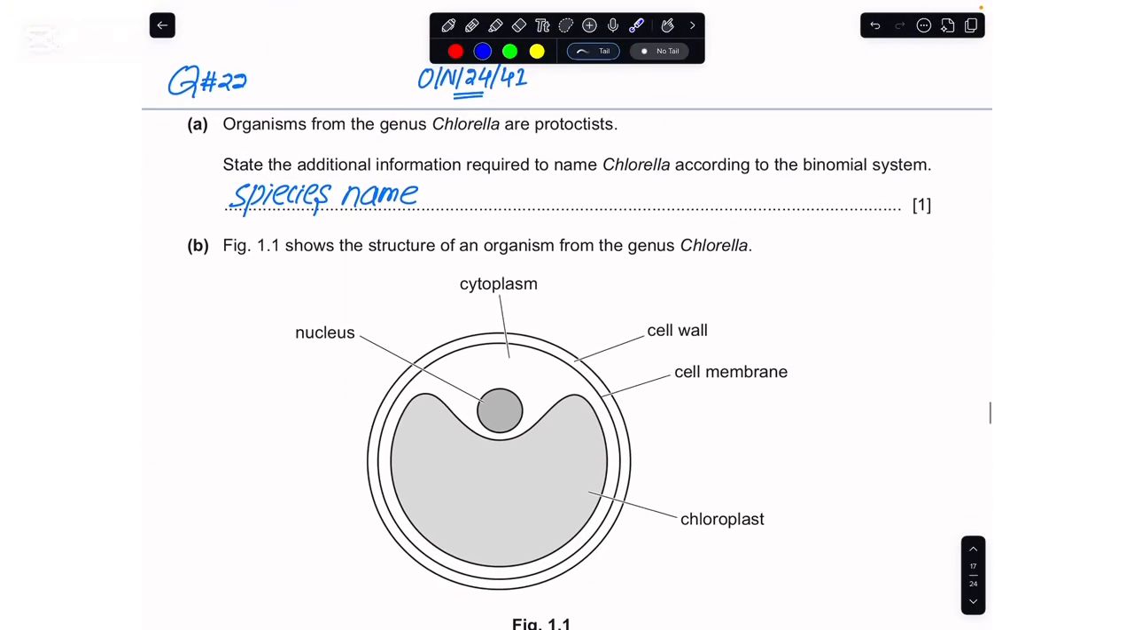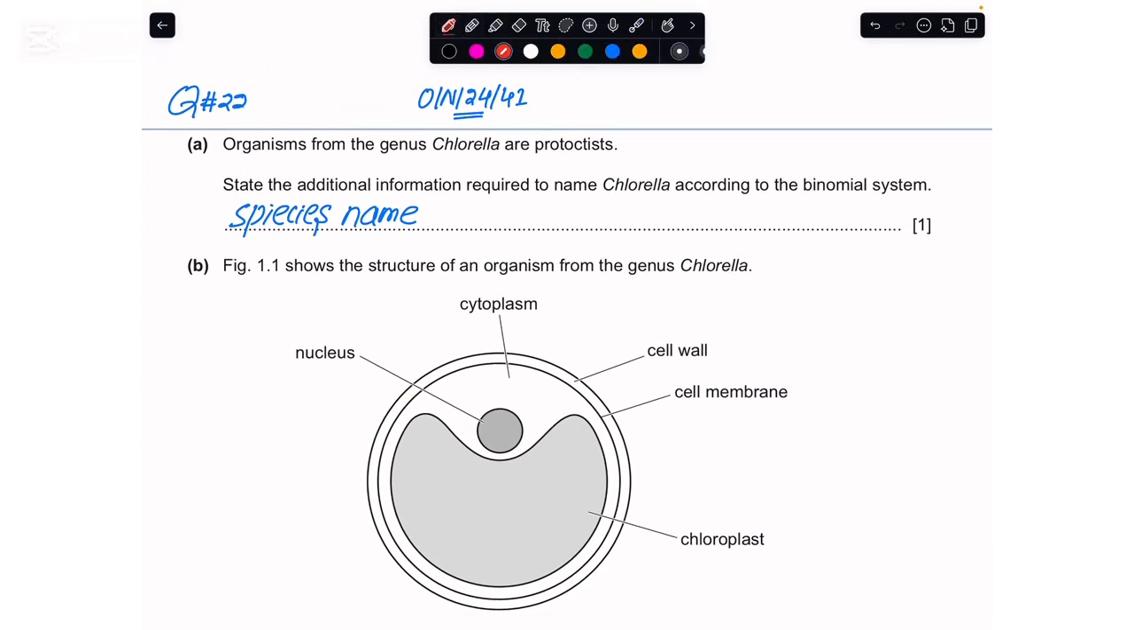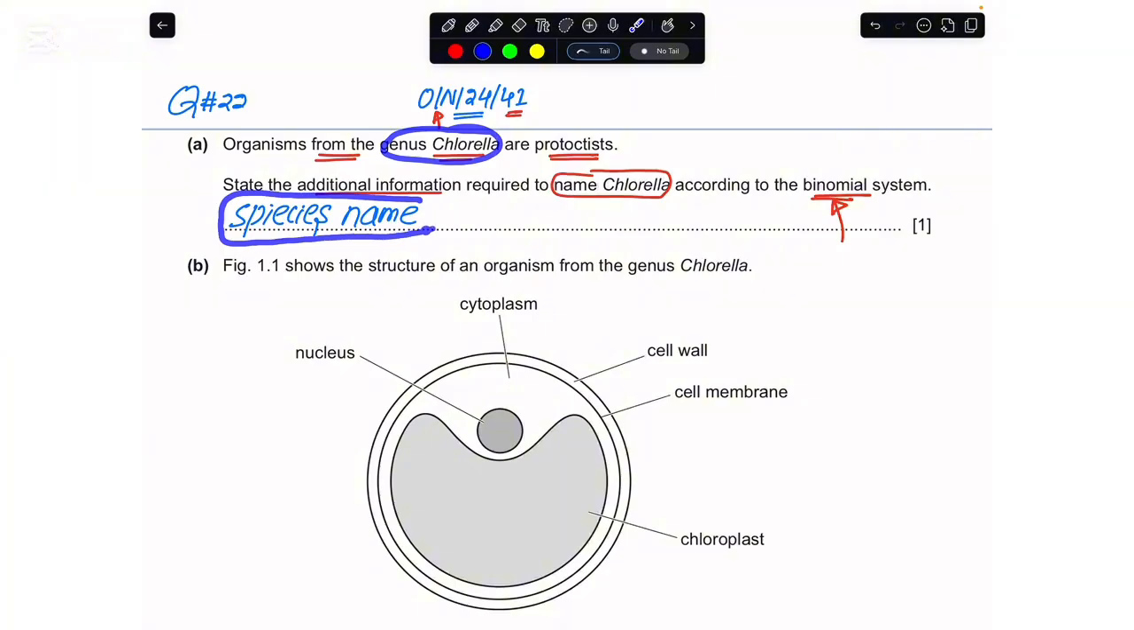Now, coming on to question number 22, this appeared in the year 2024, October, November, and the variant was 4.1. They say organisms from the genus Chlorella are Protoctists. They say state the additional information which is required to name Chlorella according to the binomial system. As per the binomial system that was suggested by Linnaeus, the scientific name or the binomial name has two features. One should be the genus, the other should be the species name. The genus name is given, so we require additional information in terms of having the species name with us.